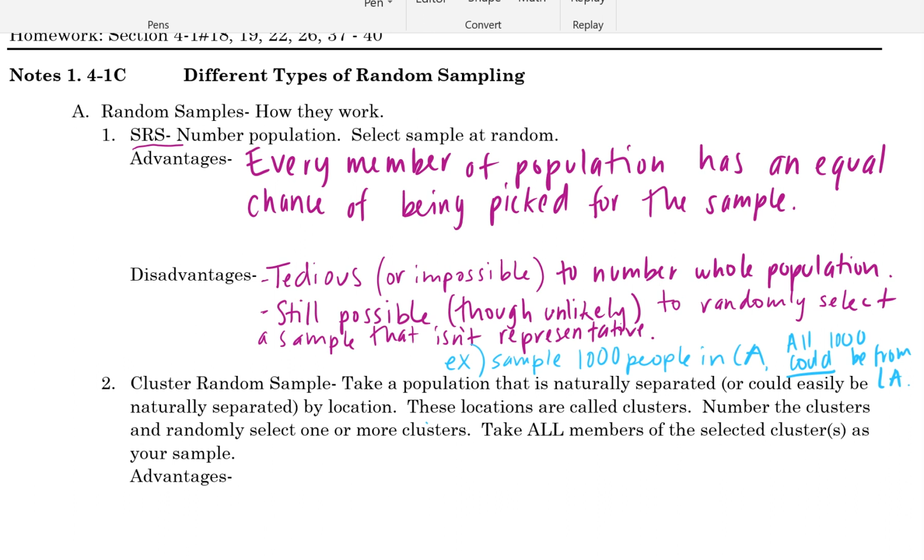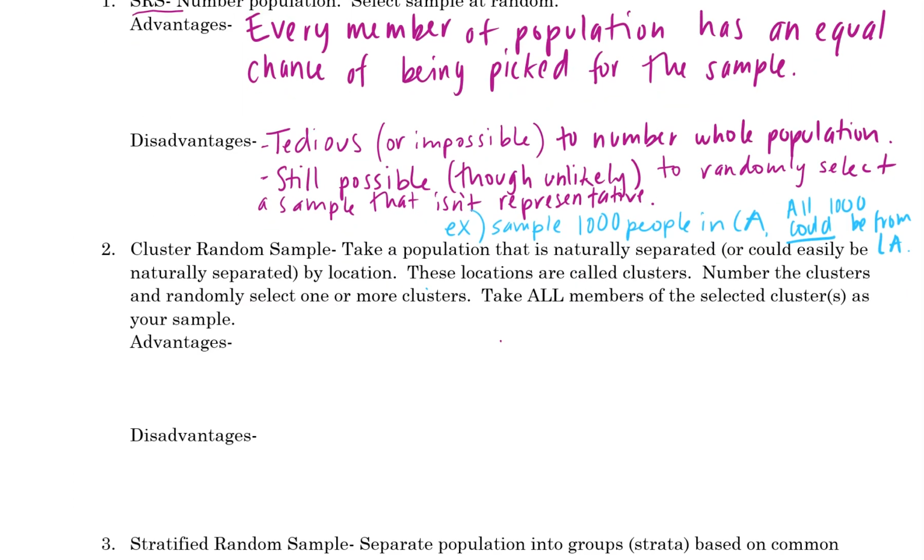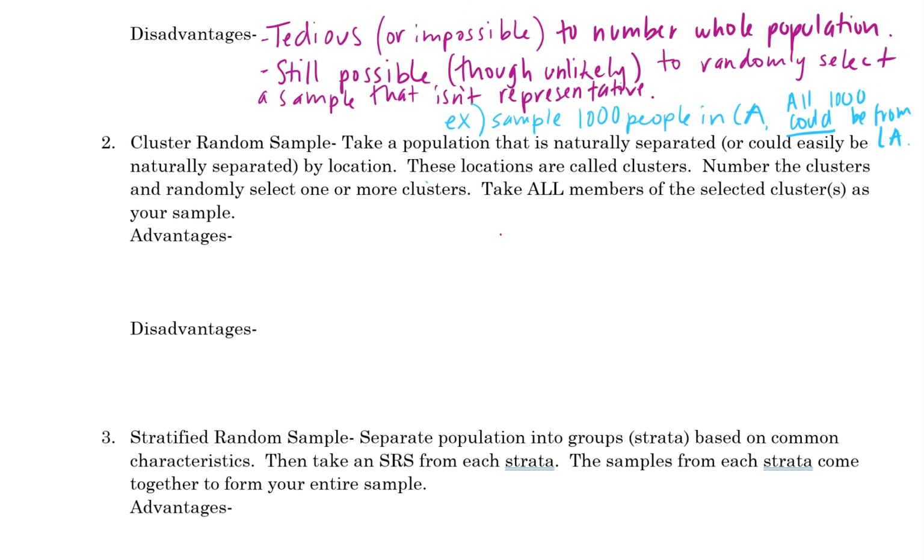Okay. So we move on now to cluster random samples. Next to each of these you have the explanation, but as you saw, you take a population that's naturally separated or could be naturally separated by location, and then you number the locations and select one or more clusters and take all members from those clusters. So for example, at Edison High School, I could split up Edison High School by classroom, and I could maybe take a random sample of 5 different classrooms, and then I would sample all of the students in those classrooms. That would be an example of a cluster random sample.